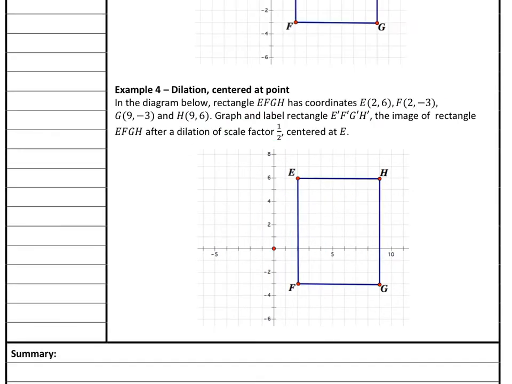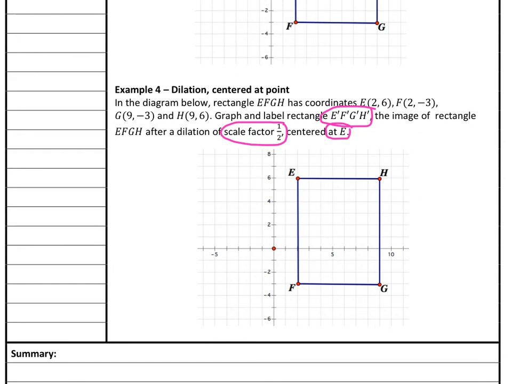So I'm down here in our last example, example 4. Again, like before, you'll notice that this is the same picture that we just worked on up at the top, but there's some different conditions set for us here. So graph and label, again, rectangle E prime, F prime, G prime, H prime, the image of rectangle EFGH. This time it says after a dilation with a scale factor of 1/2. So our scale factor happens to be the same, but this time we're centering it at E.